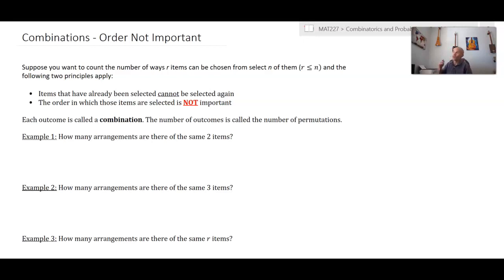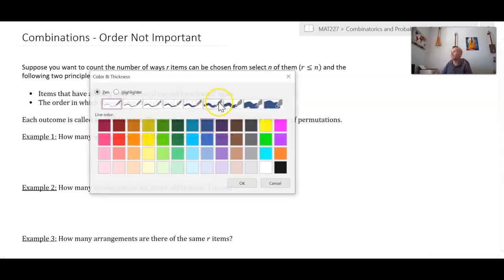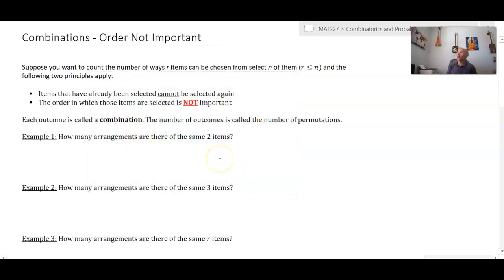In an earlier video, we considered counting where we have n items and we want to select r of them, and the items that have already been selected for one position cannot be selected again. Now let's implement that same rule. The only difference now is, suppose that the order in which those are selected is not of importance.